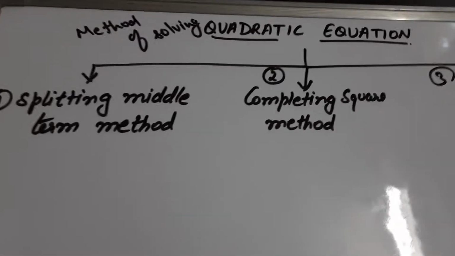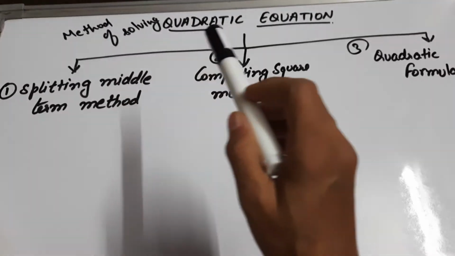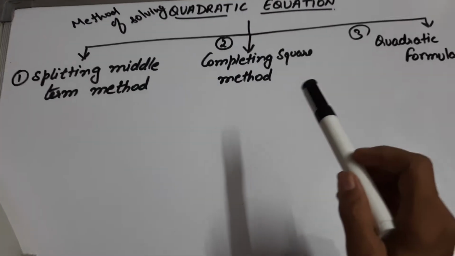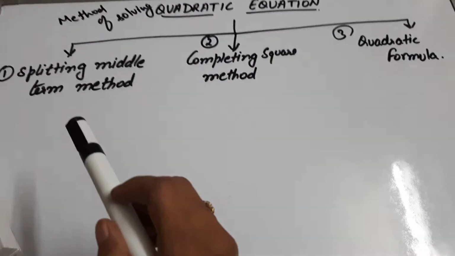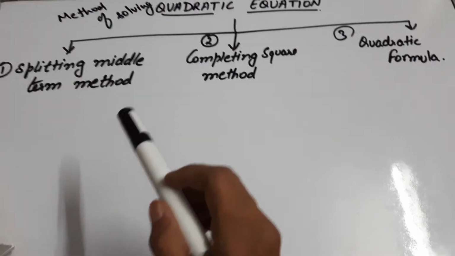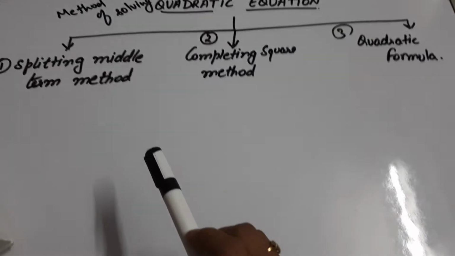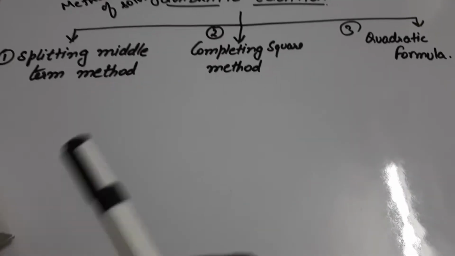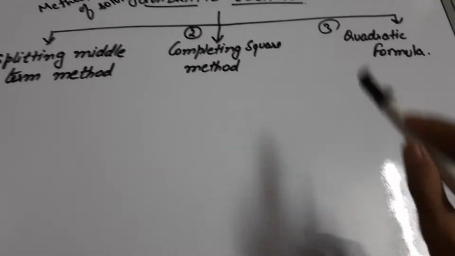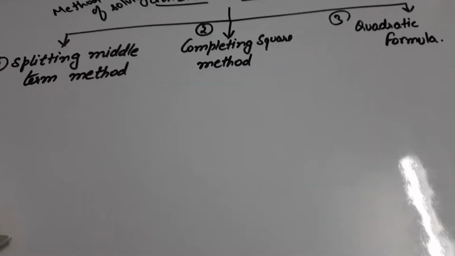Dear students, now let me tell you about the methods of solving quadratic equation. There are three methods of solving quadratic equation. First is splitting middle term method. About this method you all are aware. You have done this method in 8th class, in 9th class, and in the present 10th class also. Right? The second method is completing square method and third method is quadratic formula.